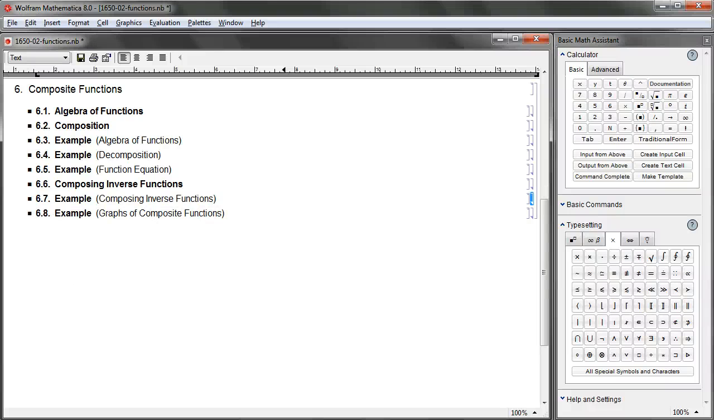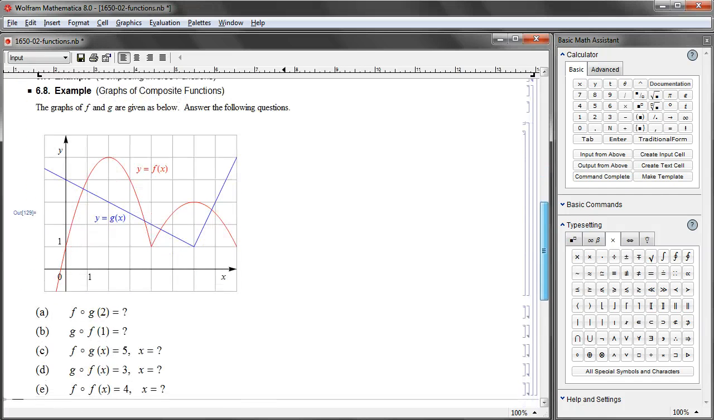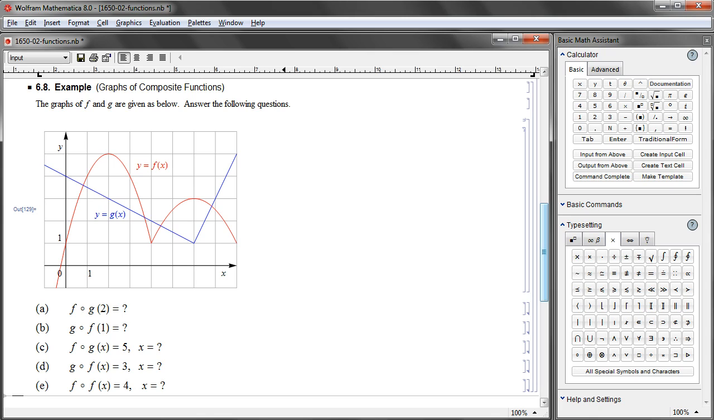Now, we do not have enough time, so let me just give you a preview of what's to come, and we're going to talk about it in the next session. And here we have graphs of f and g given as below, and the graph of f is this red one, and the graph of g is that V-shaped blue graph. And we have to answer the following questions: f of g of 2, number 1, g of f of 1, and c, those are inverse problems. We have to find out x values, and that's something we'll discuss in the next video.